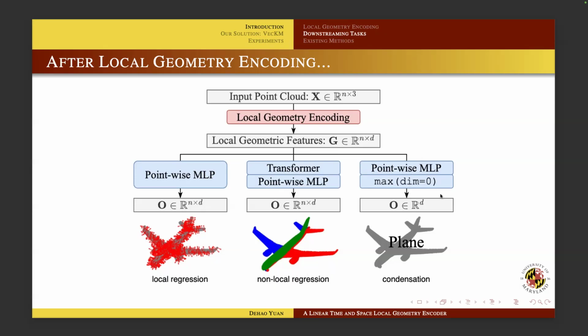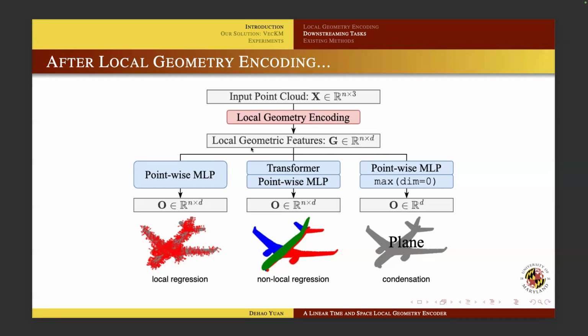The third application would be classification. A typical example would be to predict or classify the entire shape or entire point cloud as a plane. In this case, you would input the local geometry features into a pointwise multilayer perceptron and then do a maximum pooling on the first dimension. So you would get rid of the n dimension here and get a d-dimensional vector. This d is a fixed dimensional vector, so you can do a classification on this.